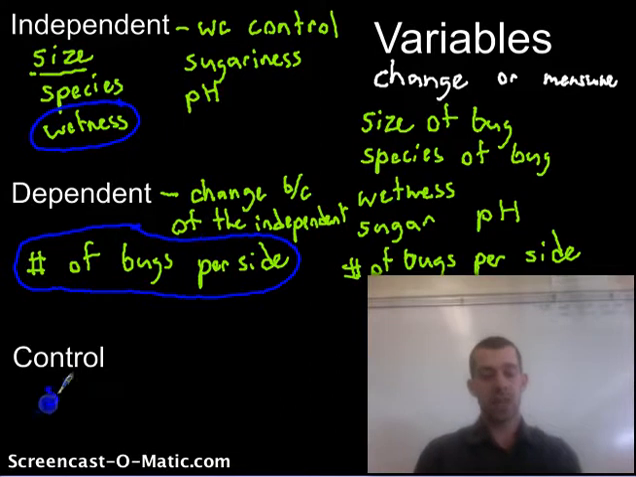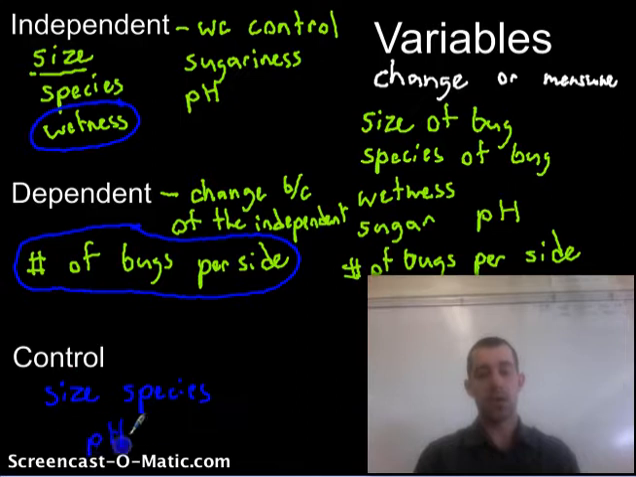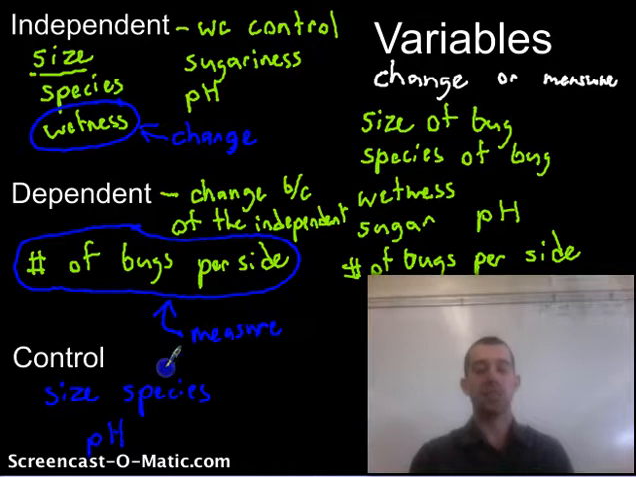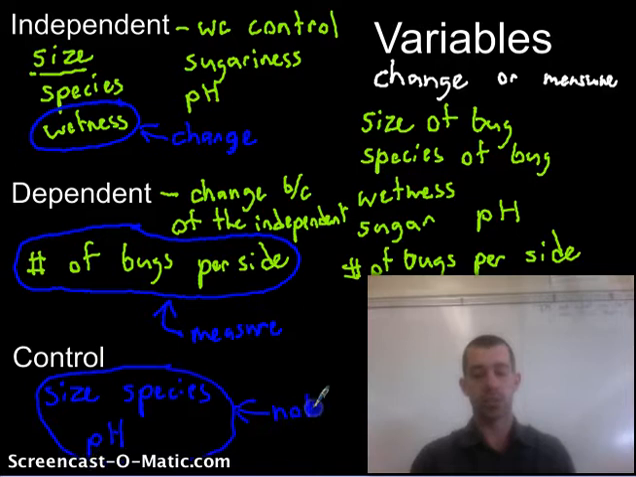Everything else, size, species, pH, all of those other variables become what we call control variables. So wetness will change in our experiment. We'll change it from one test to the next. Dependent variable, the number of bugs per side, is what we're going to measure for each experiment. And control variables are ones that are going to not change from one to the next. So you want to make sure you've got the same species of pill bugs every single time.